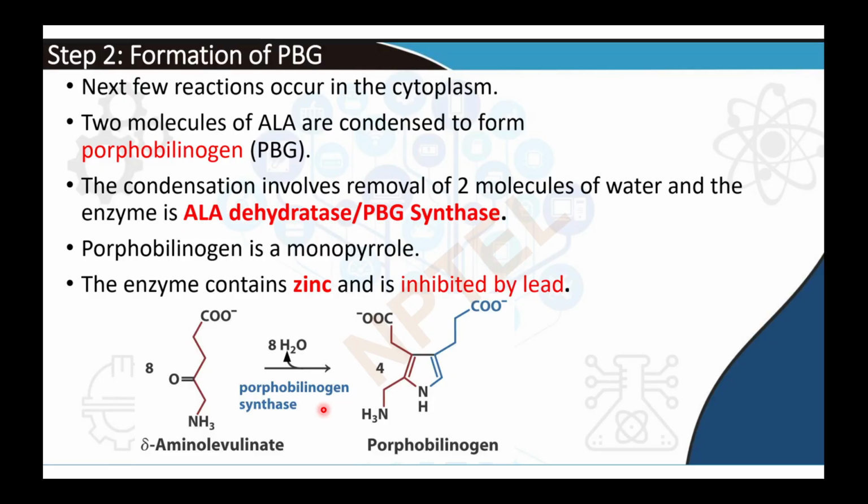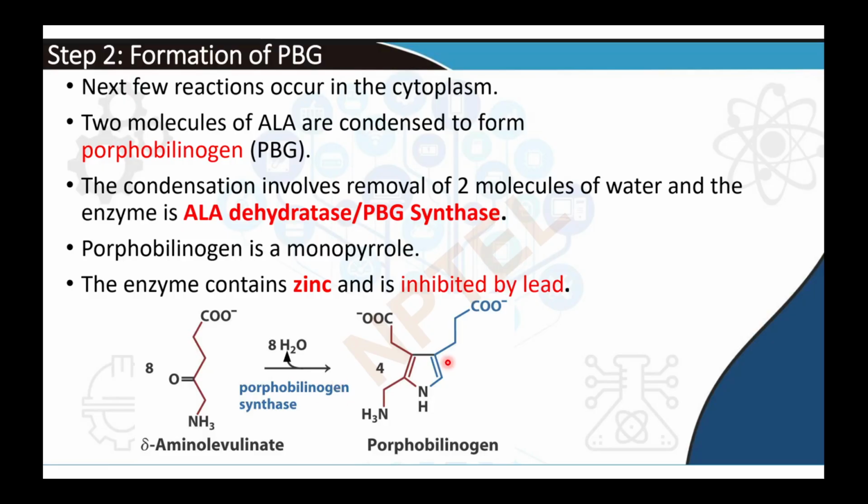The water molecules are removed, so that is a dehydration reaction, and the enzyme required for this reaction would be a dehydratase. So ALA dehydratase, since the H2O is removed from ALA, it is ALA dehydratase, also known as PBG synthase, since synthesis of PBG is occurring. Okay, PBG is porphobilinogen, and this is a monopyrrole.